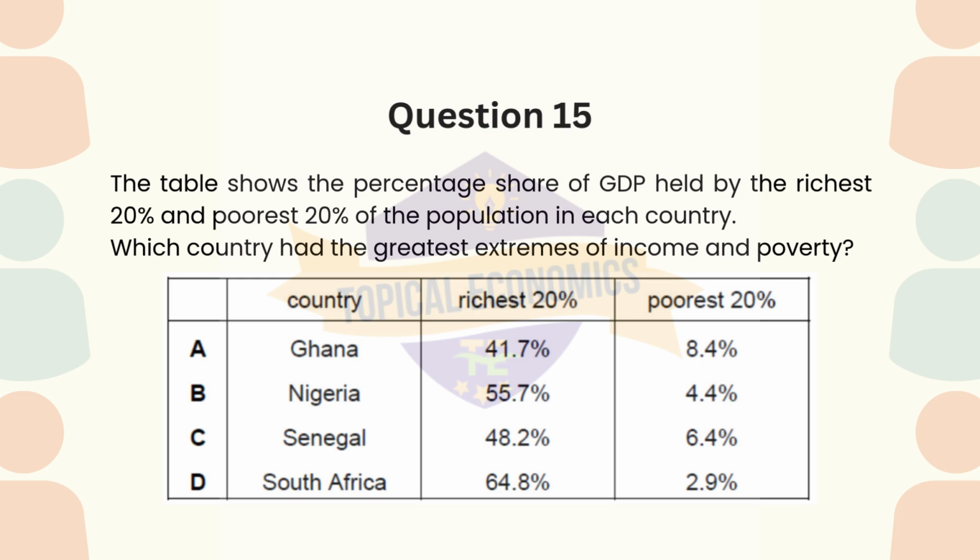Still, let us look at option C also, Senegal. Again, the richest 20% is 48.2%, the poorest 20% is 2.9%. So Senegal does show a wide gap, but it is not as pronounced as the disparity that is found in South Africa, where the richest control a larger share of GDP. So the correct option we are looking for in this question is option D, South Africa. South Africa has the highest percentage for the richest, which is 64.8%, and a relatively low percentage for the poorest 20%, which is 6.4%, indicating significant income inequality and extremes of poverty.